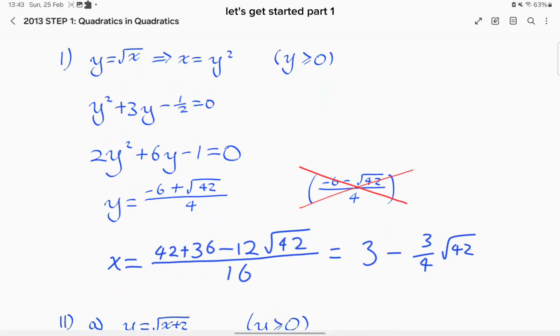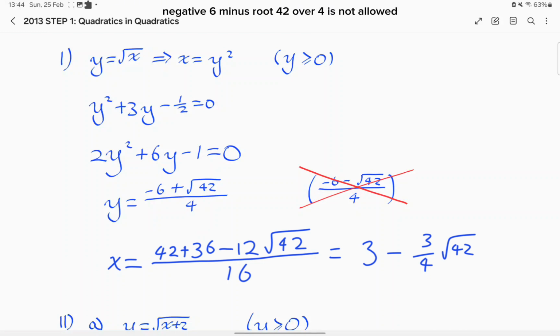Let's get started. Part 1. If y equals root x, then x equals y squared, where y is greater than or equal to 0. Therefore, substituting this back into the equation, we have y squared plus 3y minus 1/2 equals 0. Multiplying everything by 2, we have 2y squared plus 6y minus 1 equals 0. We therefore have y equals negative 6 plus root 42 over 4 by the quadratic formula.